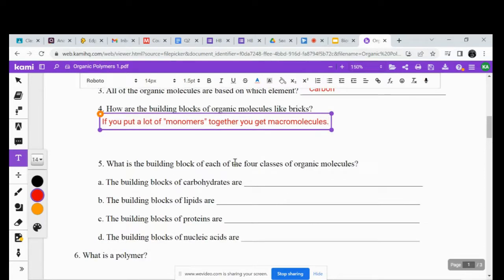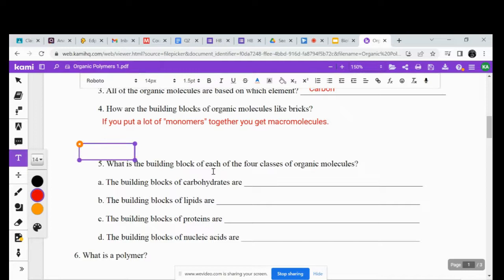What is the building block of each of the four classes of macromolecules? Oh man, I need a bigger line than this. I'm going to put it right here. I needed more space. All right, so the fats, or let's go lipids. Lipids, the monomers equal fatty acids and glycerol. You put three fatty acids and a glycerol molecule together, boom, you get a lipid. All right.